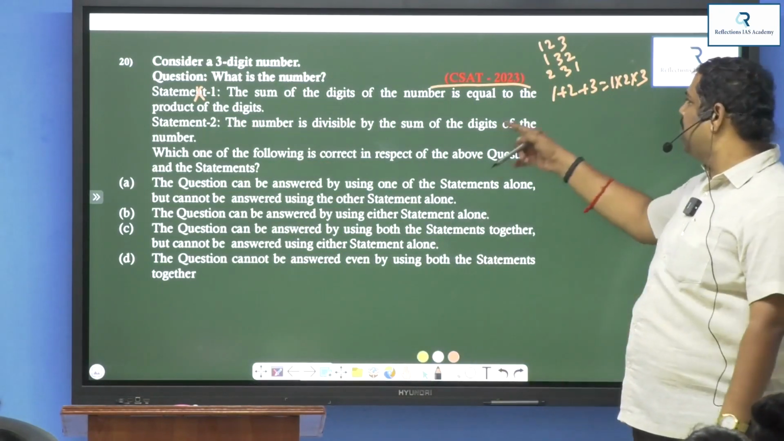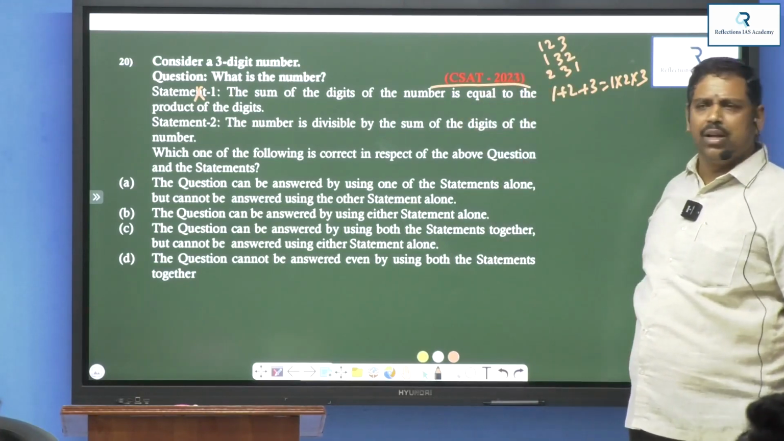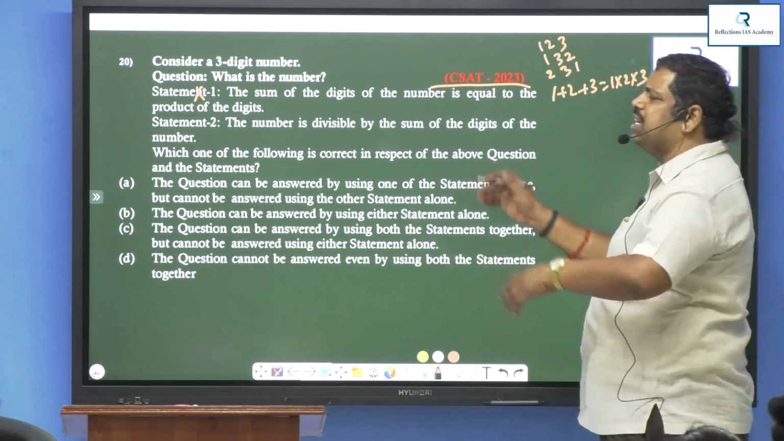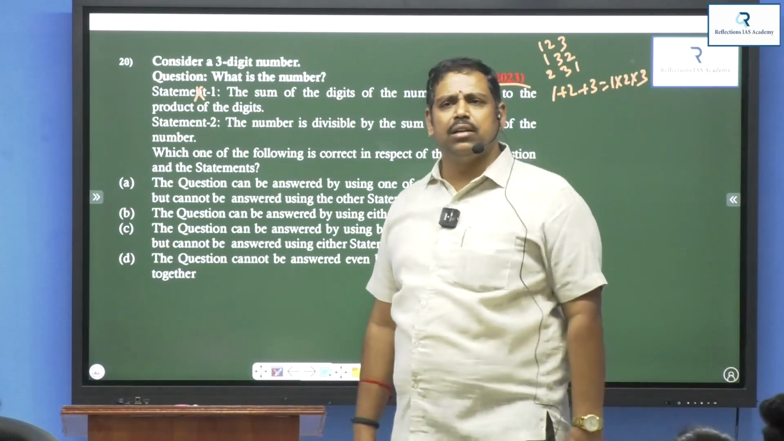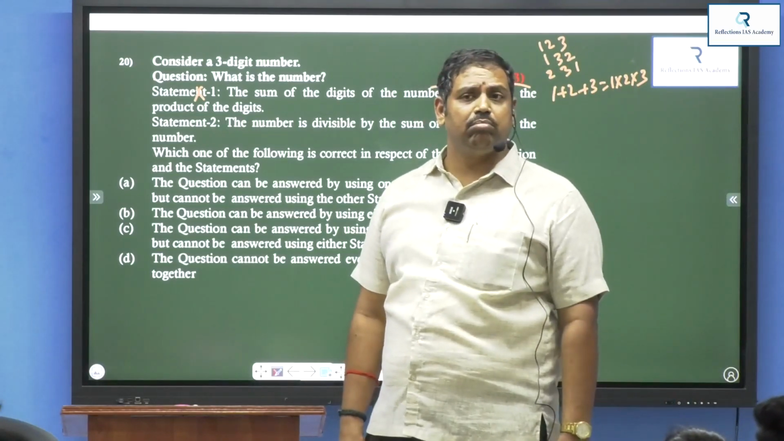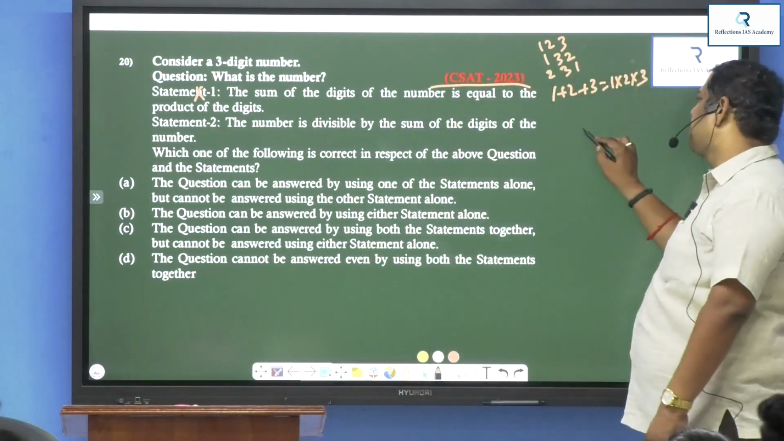Okay, so I am thinking of S1 or left S1? Left S1. I am thinking S2. The number is divisible by the sum of the digits means, if any number is divisible by the sum of the digits, definitely the sum of digits might be 9 or 3. Shall we try once? Sum of digits 9 I am taking.